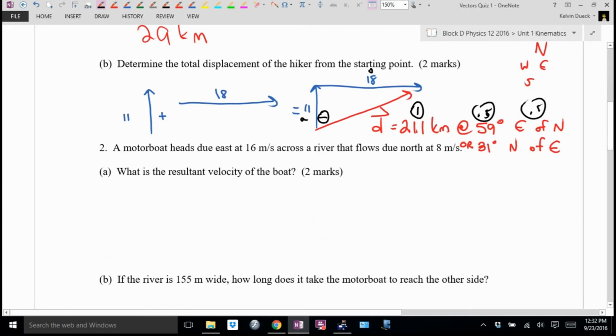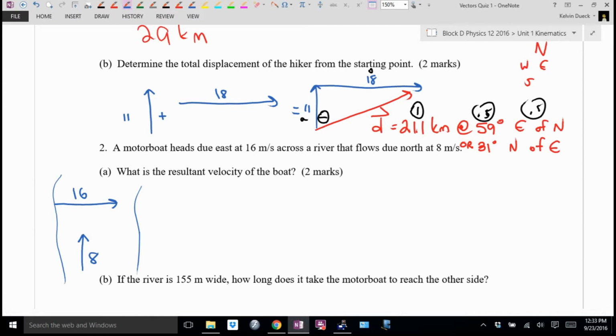B. Motorboat question. Boat heads due east at 16 meters per second across the river that flows due north at 8 meters per second. So the river flows north. That means if I draw a little picture, the river is going to flow vertically. There's the current, 8. And the boat is heading due east at 16. I want the resultant velocity. Matteo, I'd like to add these together. Any thoughts on how I might want to draw these? You don't say, really? I'm going to go 16 plus 8 just because the 16 showed up first in the question. If you went 8 plus 16, that's also going to give you the same answer.